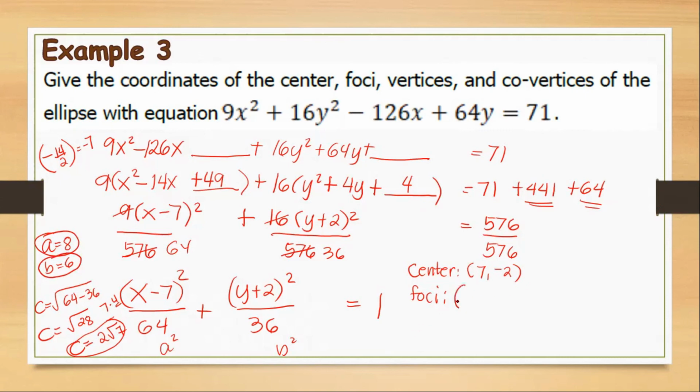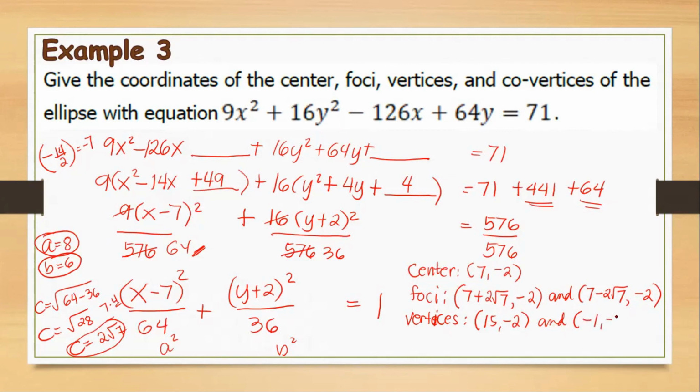So our foci will be, take note that the principal axis is at x, so we have the change in x. So we have 7 plus 2 square root of 7, and the other one is negative: 7 minus 2 square root of 7. Then the y coordinate is negative 2. And let's find the vertices. The vertices will be found at 7 plus 8, we get 15, negative 2, and 7 minus 8, we get negative 1, negative 2.